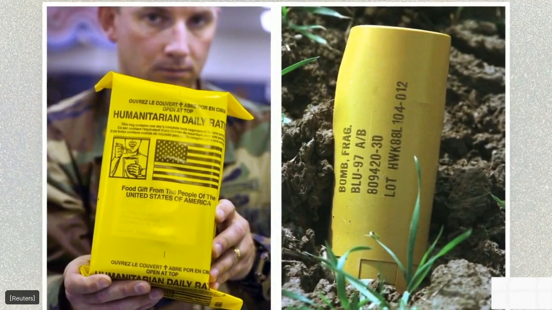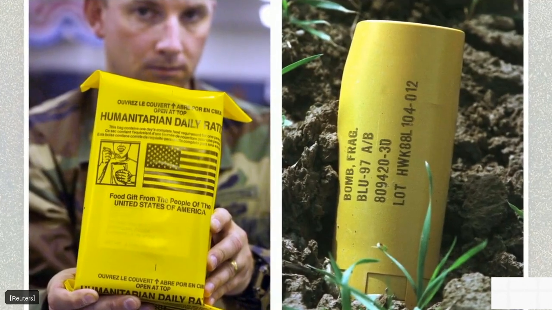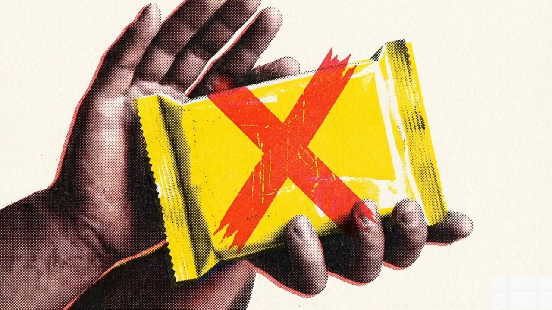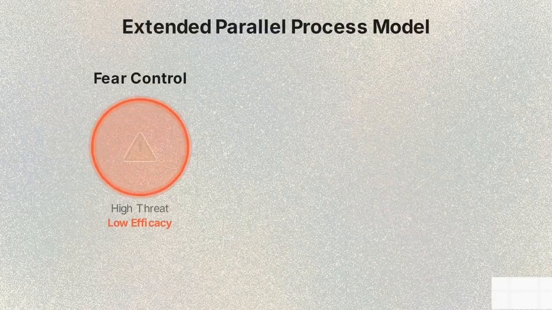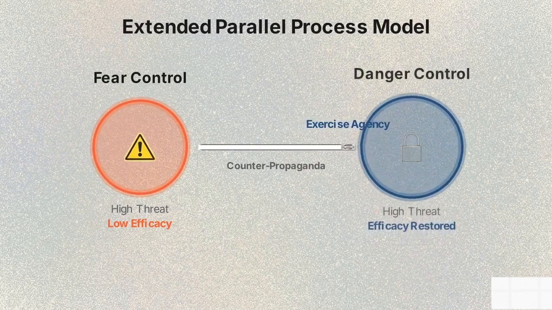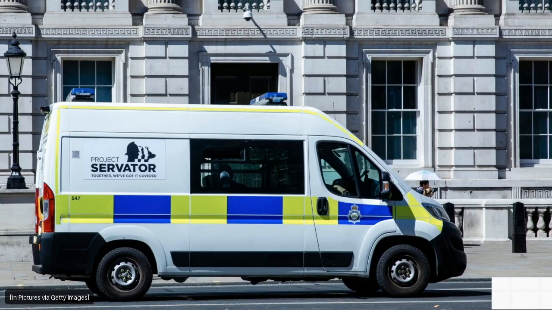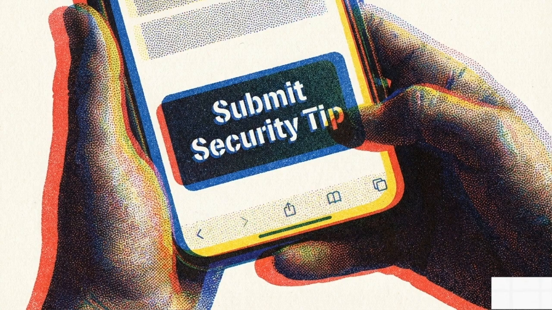The U.S. dropped yellow humanitarian food rations that were visually identical to unexploded yellow cluster bombs. The Taliban used this error to warn civilians the food was poisoned, destroying the credibility of the aid and erasing its efficacy. Effective counter-propaganda relies on providing a population with credible means to exercise agency, shifting them from fear control back into danger control. Modern domestic security programs like the UK's Project Servitor apply this exact principle. The campaign builds self-efficacy by giving civilians specific, actionable pathways to report suspicious activity.